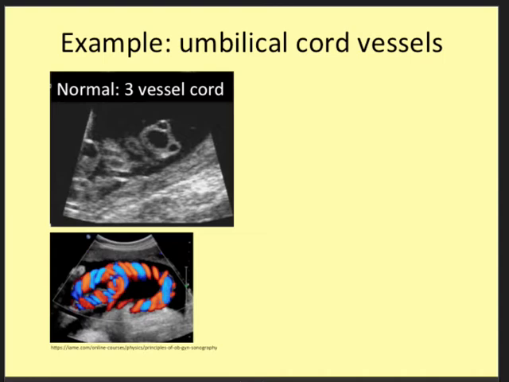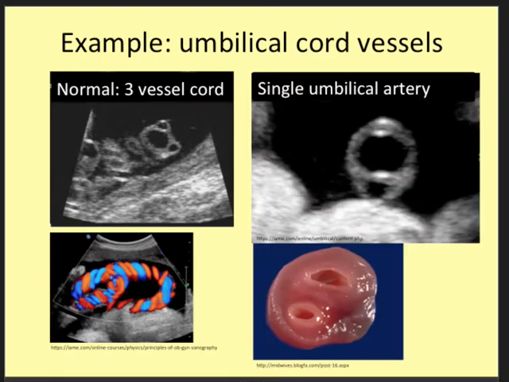It's low in oxygen and high in CO2, in contrast with the vein. So this is completely the other way around of all other arteries and veins you know in the human body. Here we see the picture of a cross-section of the umbilical cord with a single umbilical artery, or a 2-vessel cord.